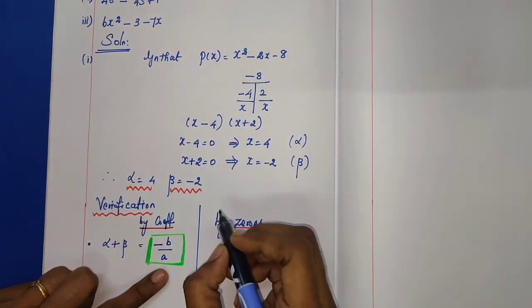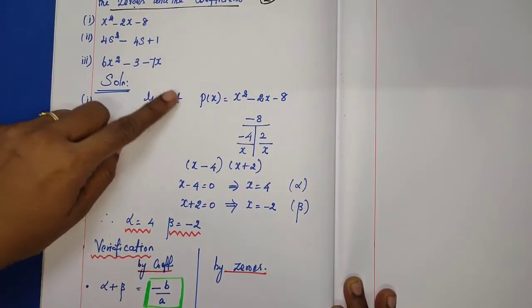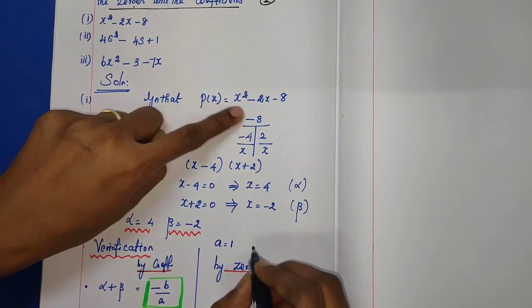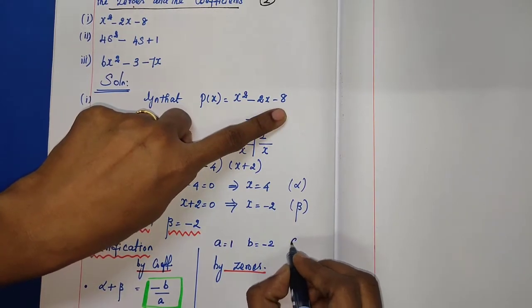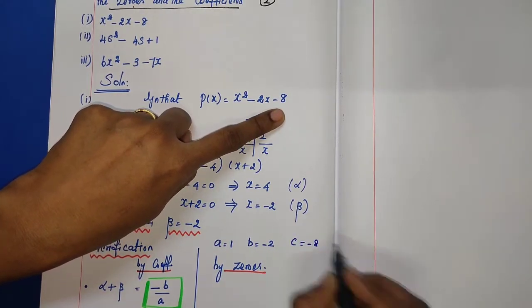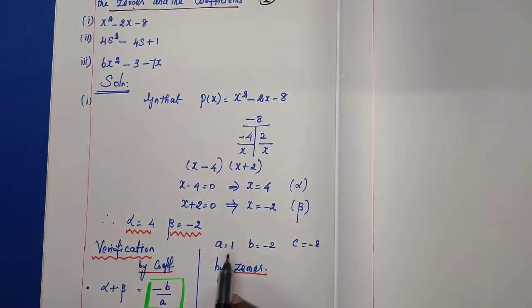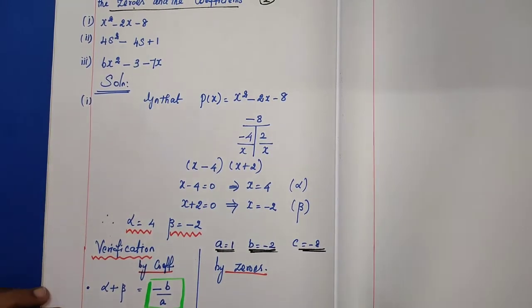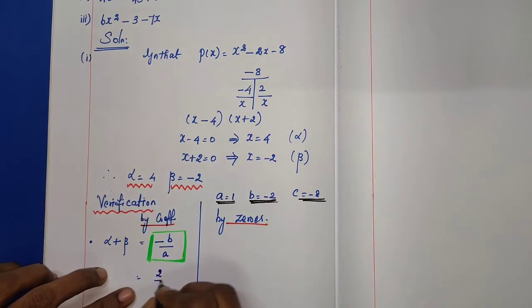Before substituting in the formula, let us write the coefficients from the question. The x square coefficient a is 1, the x coefficient b is minus 2, and the constant term c is minus 8. Substituting into the formula, minus of minus 2 is plus 2, a is 1, so that is equal to 2.